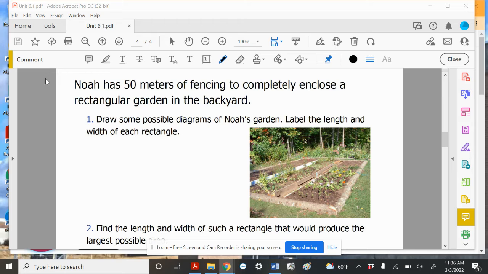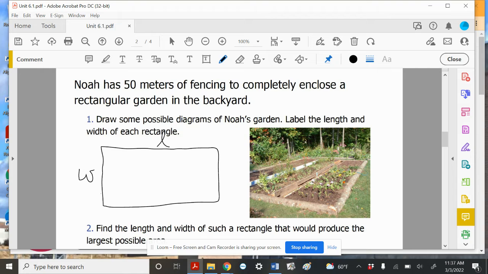So we have a garden that we're building, and Noah wants to build this garden. So we have a rectangle. We have our width and our length that are identified in our rectangle. It says label the length and the width of each one. You notice that we have a total of 50 meters of fencing. So that's our total that we're going to be working with. That means that the entire fence starting right here, from here to here, back down and back over, is going to be 50 meters.